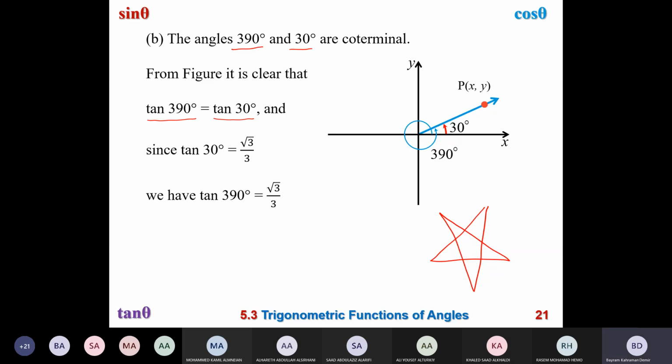Sine of 390 is equal to sine of 30. Cosine of 390 equals cosine of 30 because it is coterminal. You see? So you don't need to worry about whether it is positive or negative. They are exactly the same. If one is positive, then the other is positive. If one is negative, the other is negative. It is coterminal.